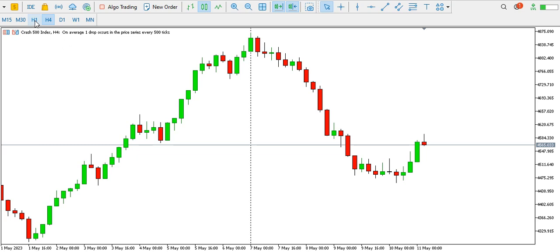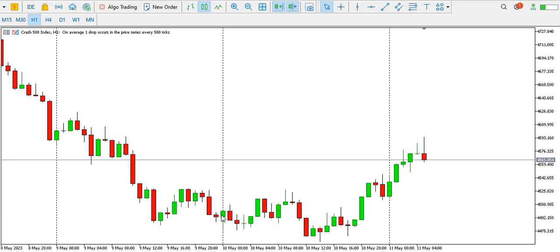Let's look at the 1-hour time frame. We can see a triple bottom on the 1-hour time frame. This is the first bottom, this is the second bottom, and this is the third bottom. So crash 500 index is currently buying on the 1-hour time frame until we see a spike that will break this ascending trend line. You should look for buying opportunities for now.